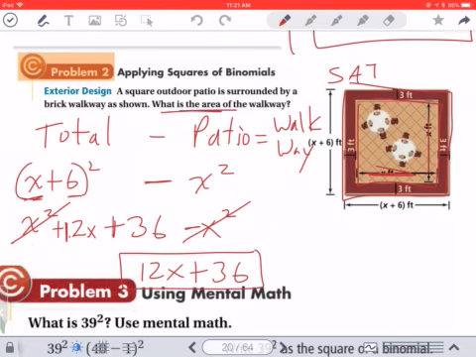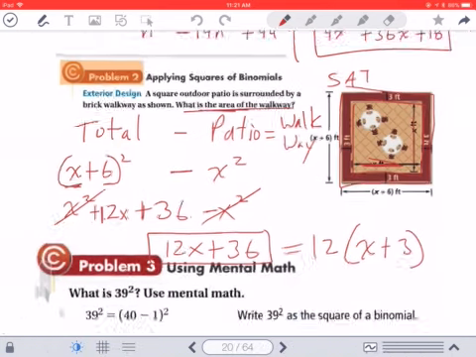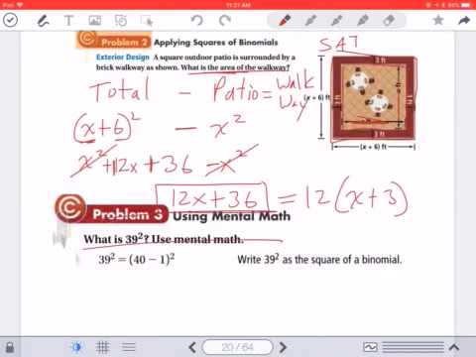Okay, it says what is the area? It really means what's the expression for the area. And I could factor this too. I could factor out a 12. This would be 12(x + 3). So either of those would work. We're going to skip the mental math section here.